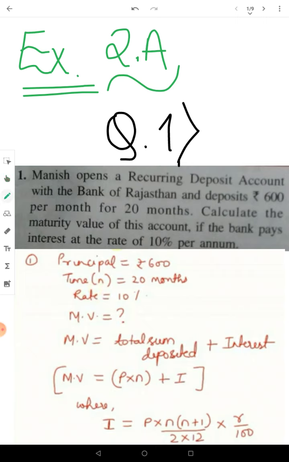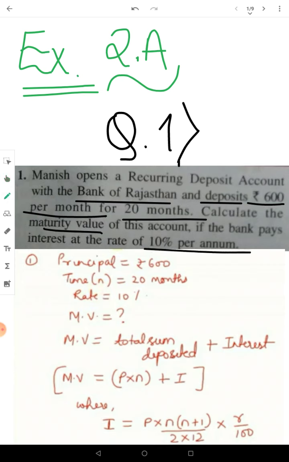Manish opens a recurring deposit account with the Bank of Rajasthan and deposits rupees 600 per month for 20 months. Calculate the maturity value of this account if the bank pays interest at the rate of 10% per annum. Now, principal is given as rupees 600. See here, time is 20 months, rate is 10%. So maturity value we have to find.